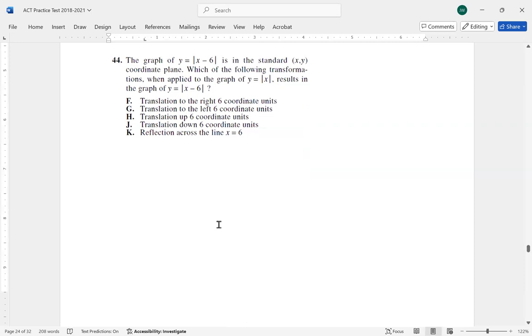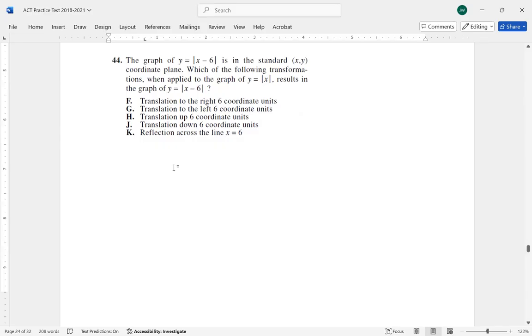Question 44. The graph of y equals absolute value of x minus 6 in the standard xy coordinate plane is shown. Which of the following transformations, when applied to the graph y equals absolute value of x, results in the graph of y equals absolute value of x minus 6? So in other words, how can we transform y equals absolute value of x into y equals absolute value of x minus 6, where the x and the minus 6 are both inside the absolute value.